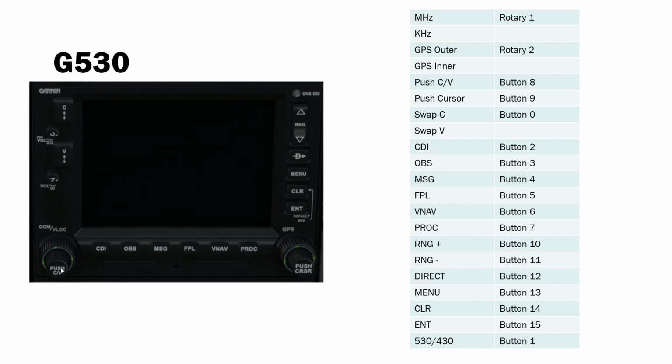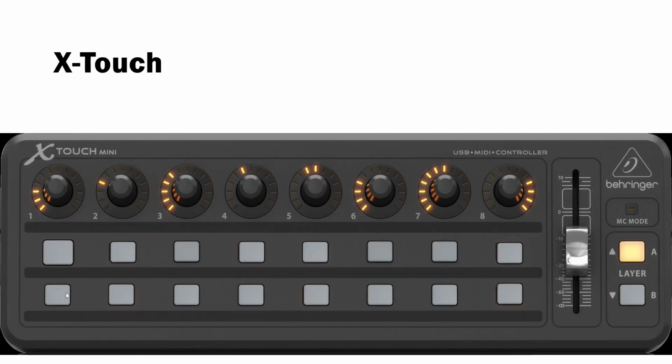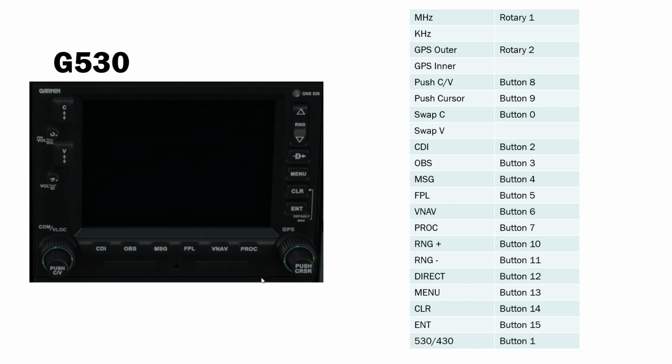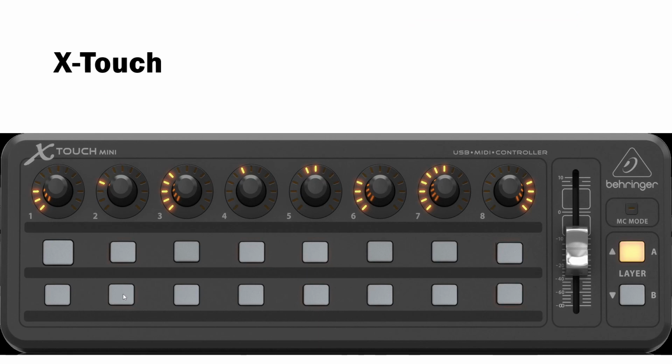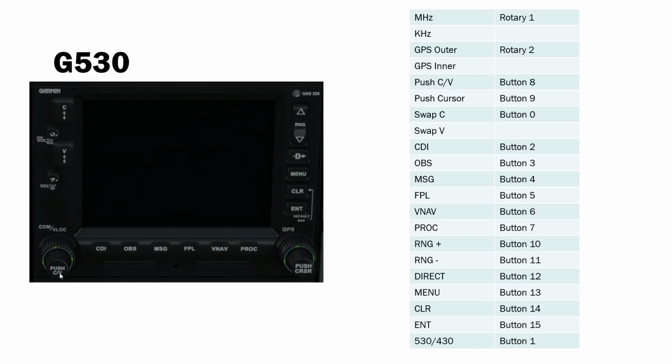So that means that the push switch on the end of it isn't going to be the one that switches you from comms to V-lock. That's what it would normally do here. I'm going to allocate that to button 8 on my X-Touch, which would be this one here. And again, I can't use the end of this to be the push to get the cursor, so I'm going to allocate that to button 9, which is this one here. So that's how I'm going to allocate those.